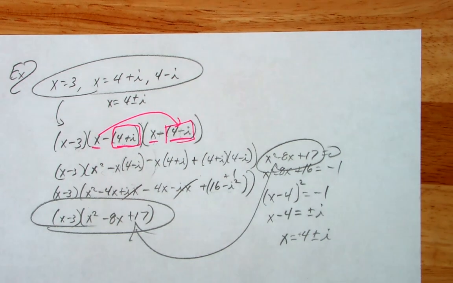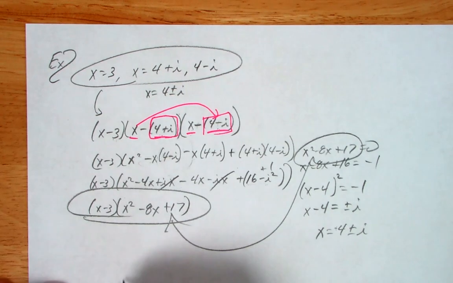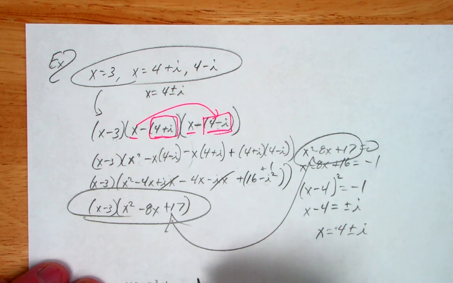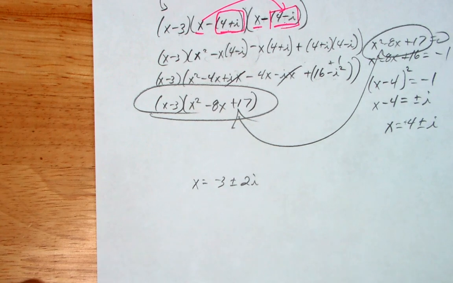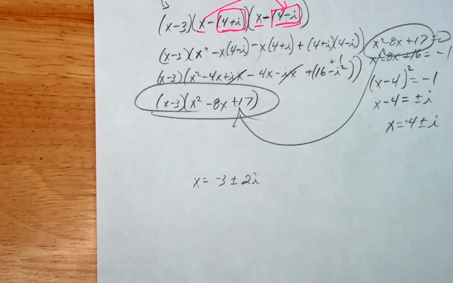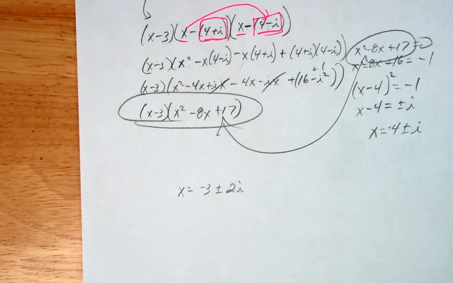So let's practice this. Let's practice just that part. Okay? Let's say x equals negative 3 plus or minus 2i. So what do you want to do first? I want you guys to try this on your own. I want you to see if you can go backwards. Take out your pencil and write something. That'd be great. Okay?